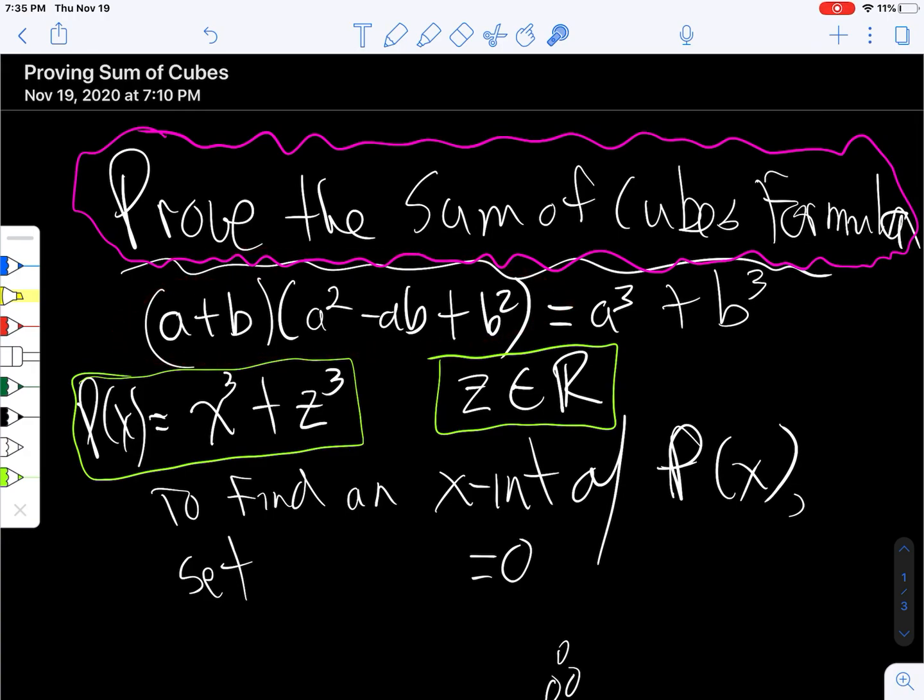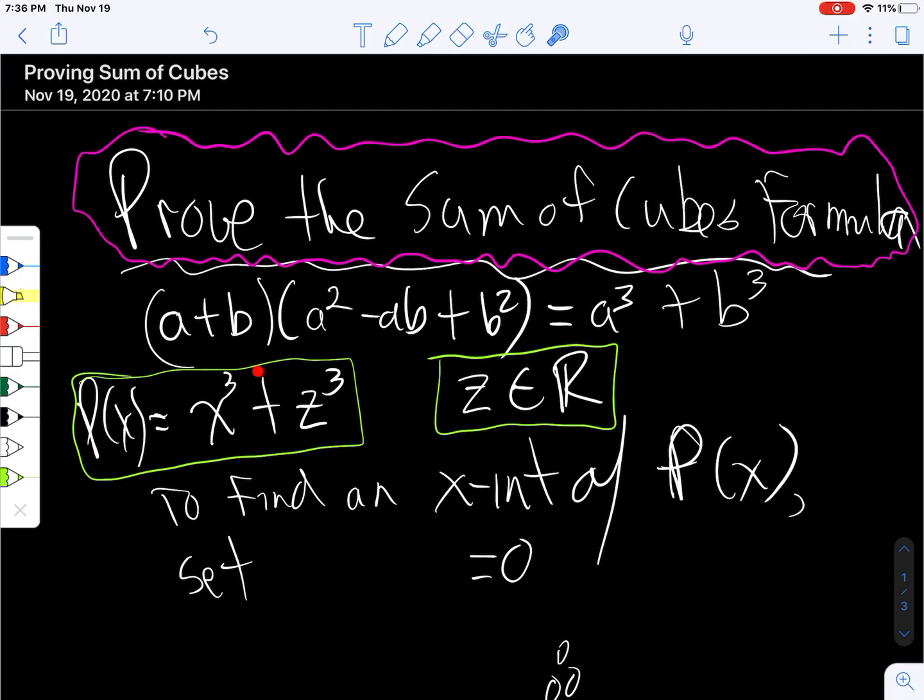We're going to be working a lot with letters today. We can't work with numbers because we're going to generalize. So here's what we're going to do. We're going to create a general function called p of x equals x cubed plus z cubed. z is just some real number. It could be 2 cubed, 3 cubed, 5 cubed, etc. So it's just a general number. It belongs to the real numbers. The letter z is just any number.